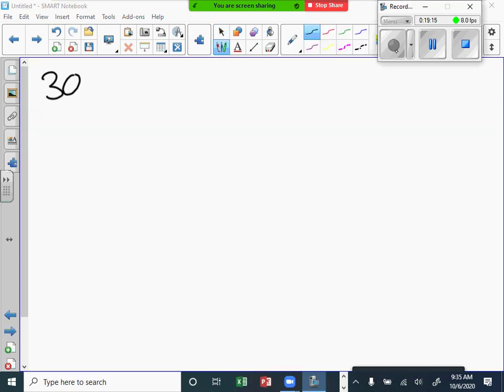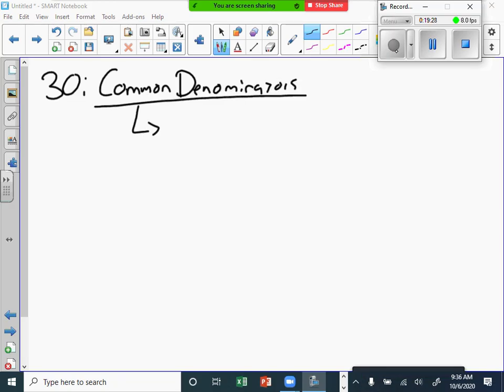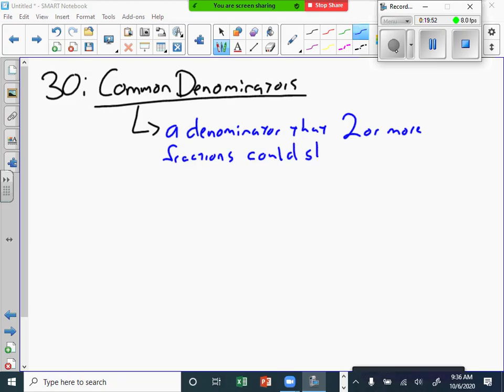All right, lesson 30, our second letter today. The first part of this is common denominators. Basically, a common denominator is a denominator that two or more fractions could both share.